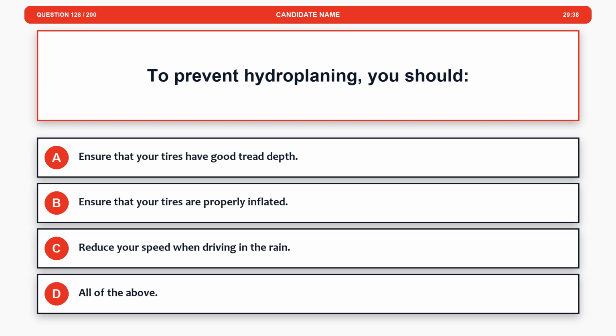Question 128. To prevent hydroplaning, you should: Option A, ensure that your tires have good tread depth. Option B, ensure that your tires are properly inflated. Option C, reduce your speed when driving in the rain. Option D, all of the above.